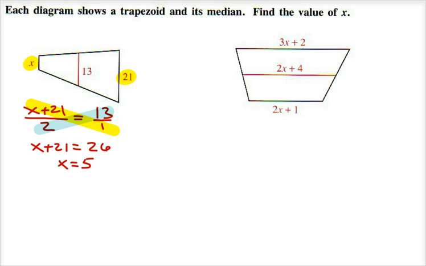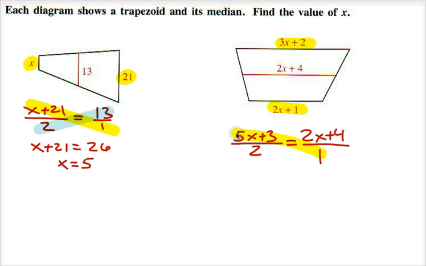Over on this side, going to do the same thing again. I'm going to add the two bases, divide by 2, and set it equal to the median. So if I add the two bases together, I'm going to do that part in my head. 3x and the 2x add to give me 5x. The plus 2 and the plus 1 add to give me plus 3. So there are the two bases added. Now I'm going to divide by 2 and set it equal to the median. And I'm going to put it over 1 and cross multiply.